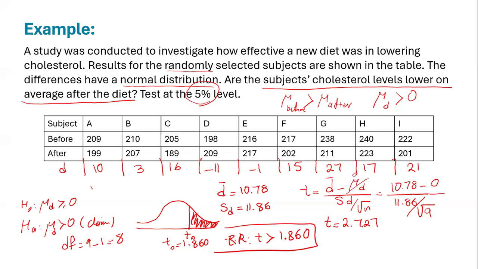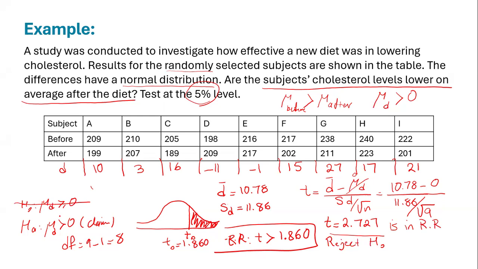Now it's time to make our decision. For the rejection region, we said if the t-value is more than 1.86, it must be rejected. And this number is in the rejection region because it's more than 1.86. If it's in the rejection region, we need to reject the null. If you reject the null, that means you have enough evidence to support the alternative, which is the claim. So we say there is enough evidence at 5% level of significance to support the claim that the cholesterol level is lower after the new diet, which means that the treatment was effective.